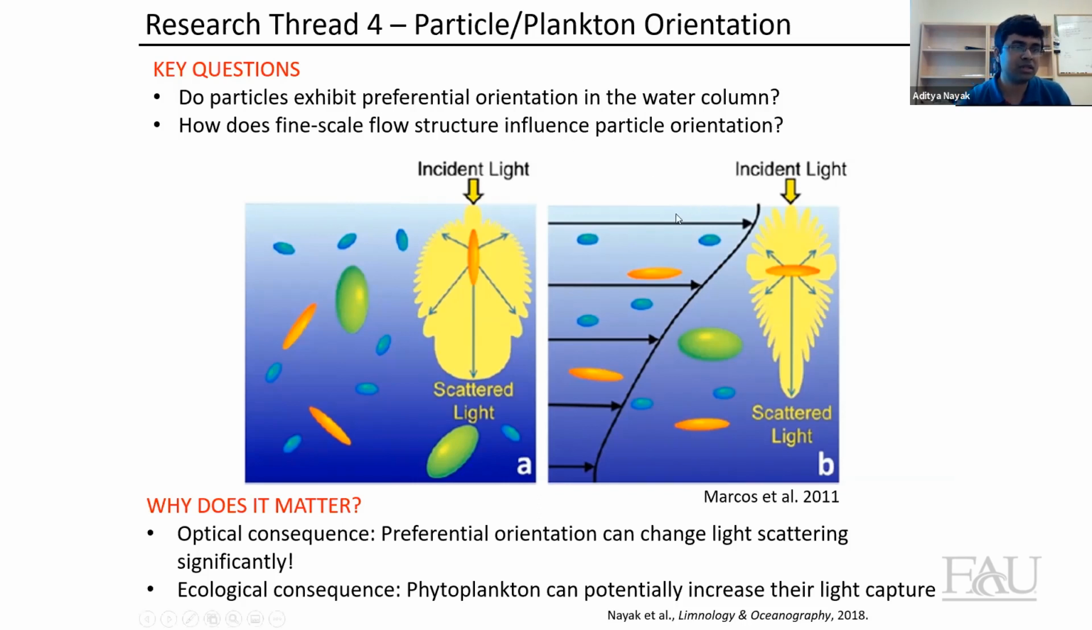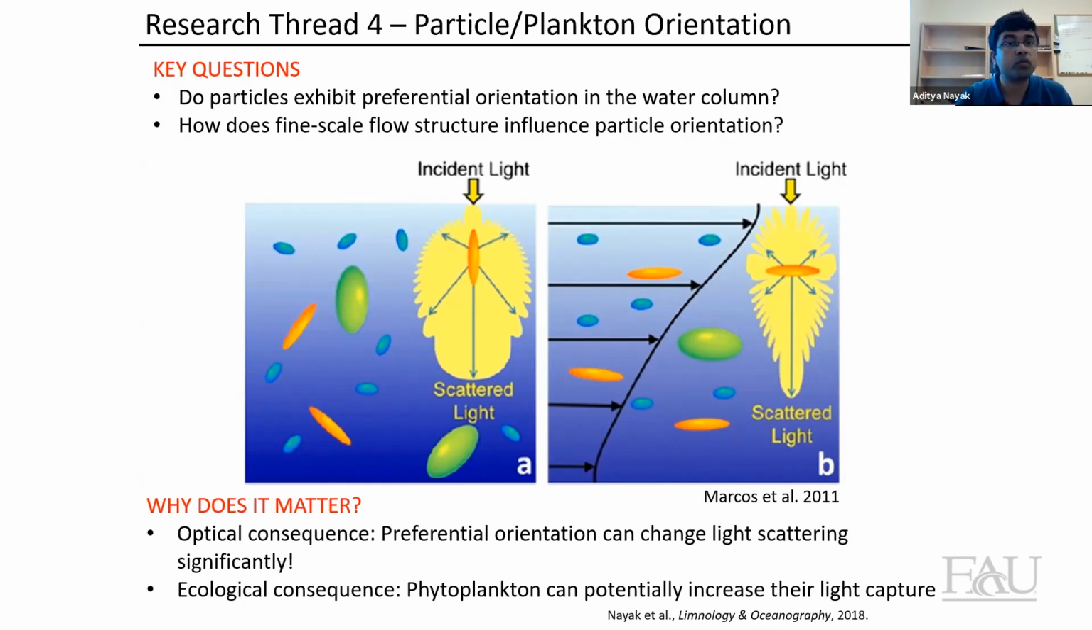This is just a brief cartoon which shows that. If you have a particle vertically oriented as opposed to horizontally oriented, and you have an incident light source, basically sunlight coming from the top, the light scatters very differently when it's oriented in a horizontal position as opposed to a vertical position or some other position, right? So if this is happening on a large scale, then that can really change the optical signature.